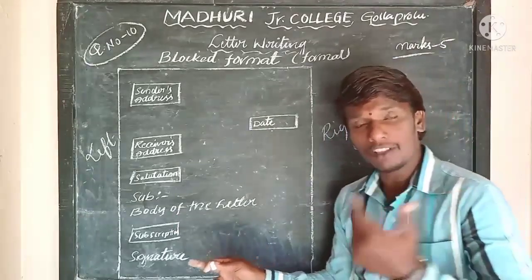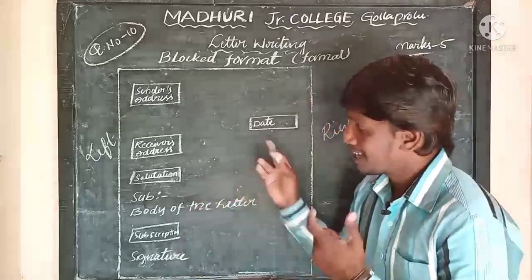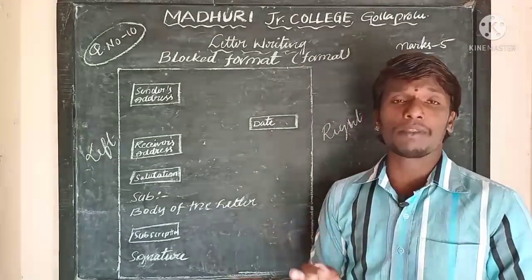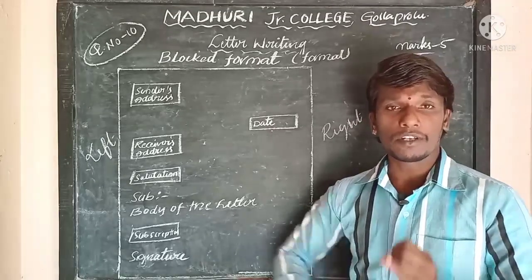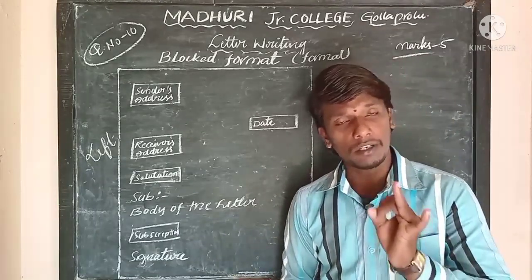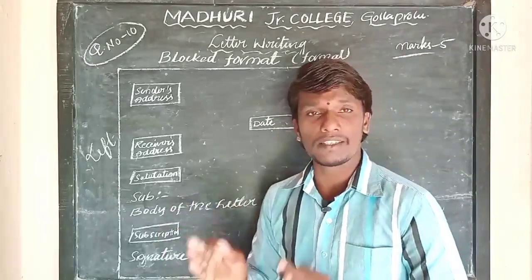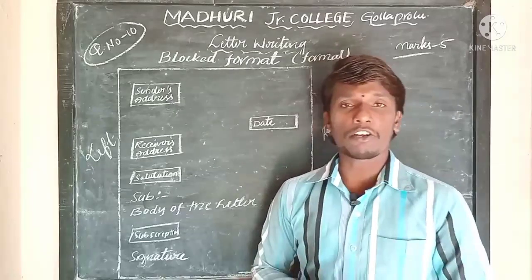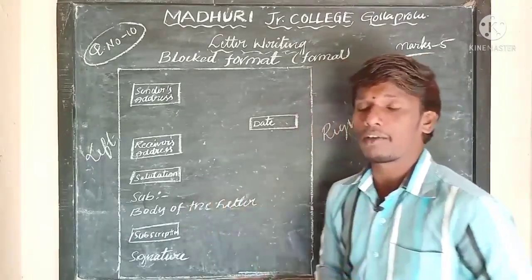So all these points we discussed about the body of the letter are applicable in any format equally. There is no change in writing the body of the letter. Starting with the beginning or introductory paragraph, the second paragraph is the content paragraph, and the third paragraph is the ending paragraph. That is how the body of the letter is written in every format, whether it is a blocked format, a fully blocked format, or even the traditional format. There is no change in the body of the letter.